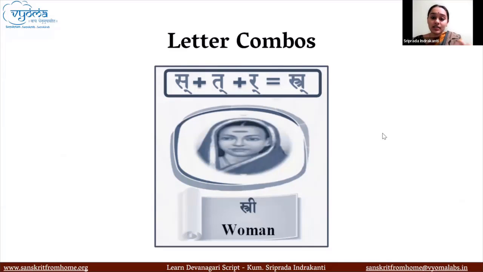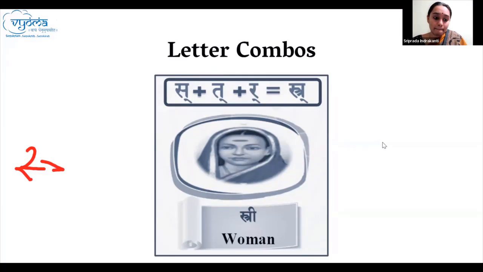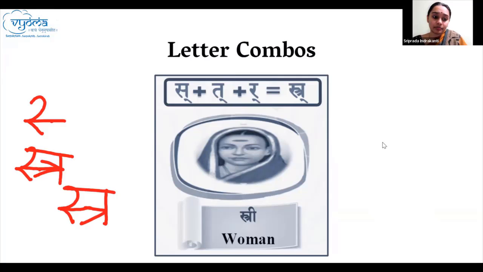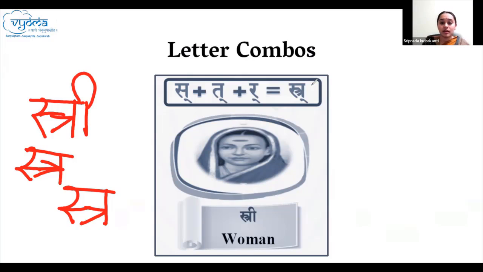So again, the sa and the tr. Stri. So many people write it in different ways. Some people write it through the middle, and some people write it at the bottom, in the same line, or at the bottom. So there are several ways of writing it. First, we need to learn how to identify it. Then we will be able to write it. Stri. Okay.